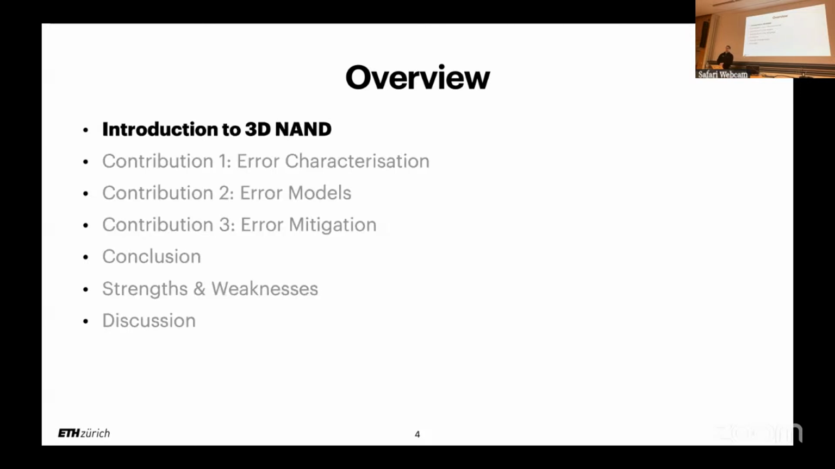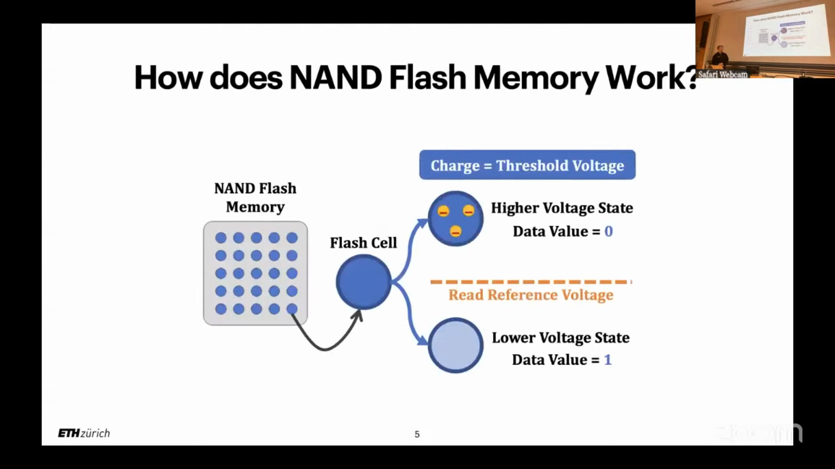So, the introduction to 3D NAND. First, what are we trying to do? Well, we're trying to store bits, ones and zeros, in each cell. Now, how do we do this? The logical value of a cell is determined by the threshold voltage. The threshold voltage is the voltage at which a cell activates. So basically, we change the voltage at which the cell activates by placing more electrons inside a cell. More electrons basically means we write a 0, and fewer electrons means we have a 1.